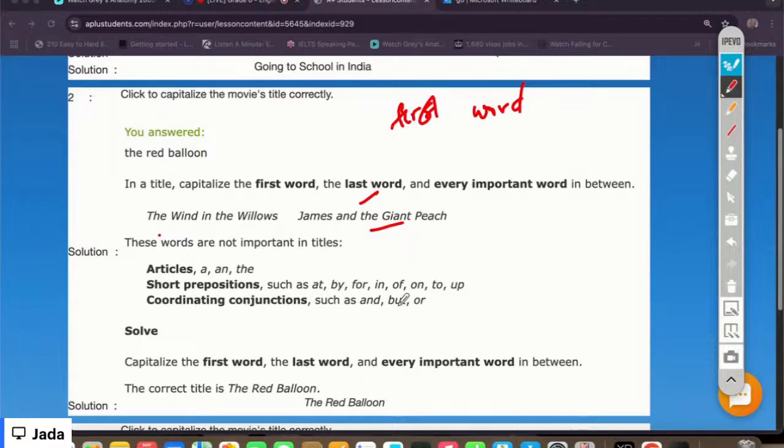Then these words are not important in titles. So we have certain words that are not important in titles that you don't have to capitalize. We have the articles, the short prepositions, and the coordinating conjunctions. So we have and, but, or. Any of these, nope, you don't capitalize. A and the, you don't capitalize. At, by, for, in, off, on, to, up. So all the short prepositions you don't have to capitalize. You only capitalize the first word in a title, the last word, and every other important word in a title. Okay.